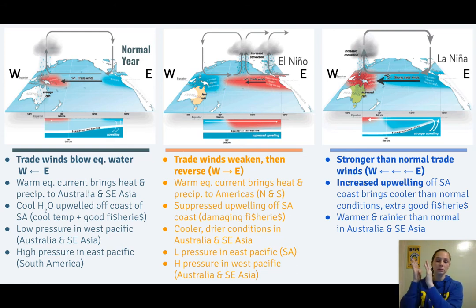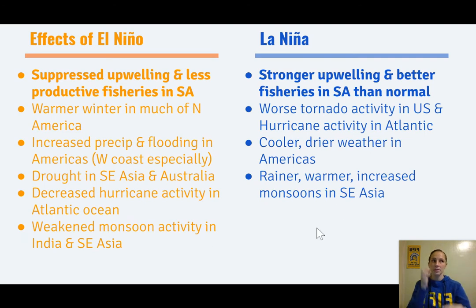So this is going to be basically how the wind and the currents are driving some of the weather patterns that we are seeing based on these normal events or normal years versus El Nino or La Nina events. So now I'm going to get into talking about some of the effects that occur because of this. Now there's going to be things that would be seen as positive and negative. So the effects that we're going to have of an El Nino event. Now, as I said, because of the suppressed upwelling, we're going to have less productive fisheries in South America.